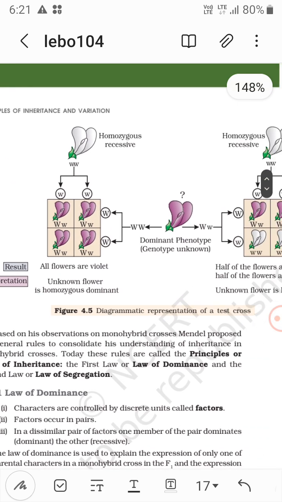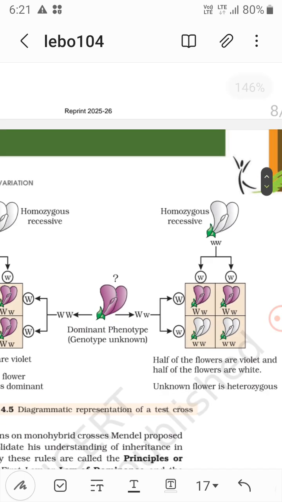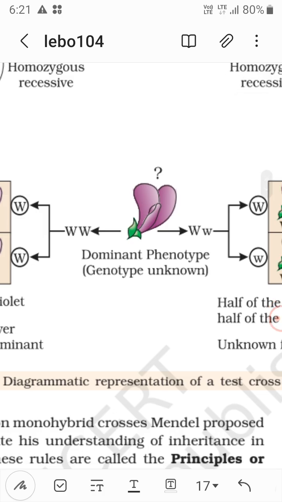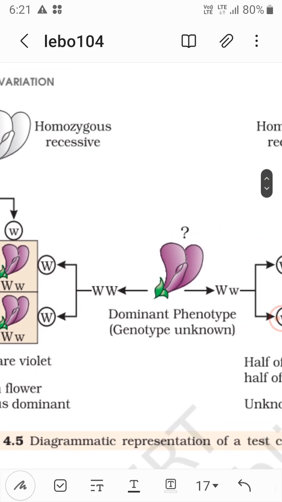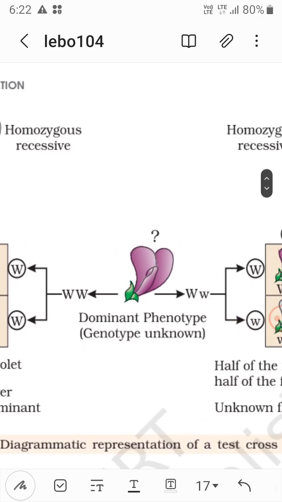Okay, so this is the test cross we are going to study. It is crossed with a homozygous recessive, and this is the genotype which we need to know, that is the dominant phenotype, right? The genotype that is unknown, whose genotype is to be known. Now this can be capital W, small w, heterozygous, or either homozygous.